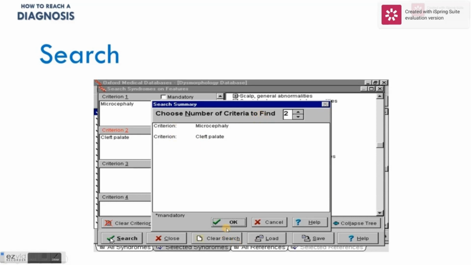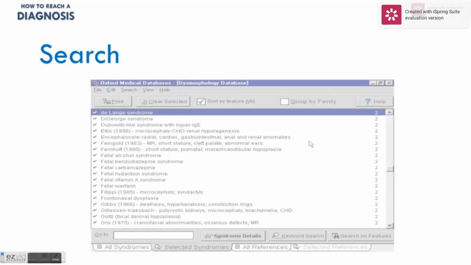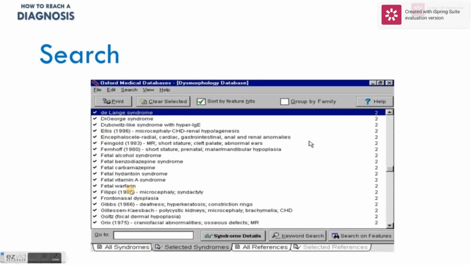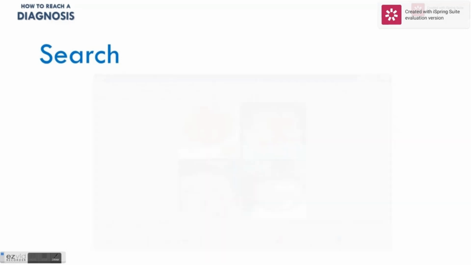You hit OK, and it gives you 26 syndromes, and you go through them and see which one does fit with your patient, for example, here. And go over them, and look at the photos. Do these photos look like your patient? Then you can make your diagnosis of Cornelia de Lange, for example.